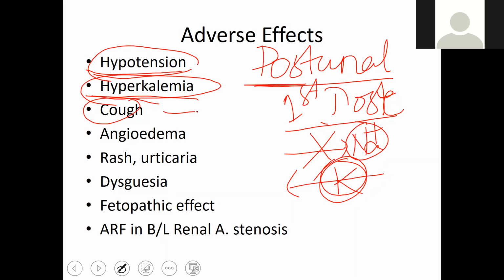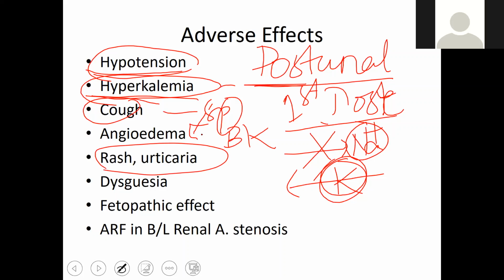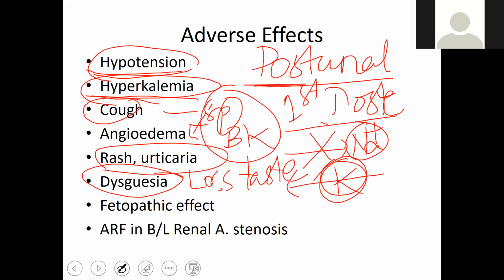Cough occurs because of the accumulation of substance P. Because kininase 2 is inhibited, substance P is not degraded, so there is substance P-mediated cough. Angioedema, again because of substance P and bradykinin, and rash and urticaria, again because of these two. And dysgeusia is a typical reversible loss of taste sensation in the tongue. It is given a special term, dysgeusia, because angiotensin is involved in proto-oncogenes and growth factors.